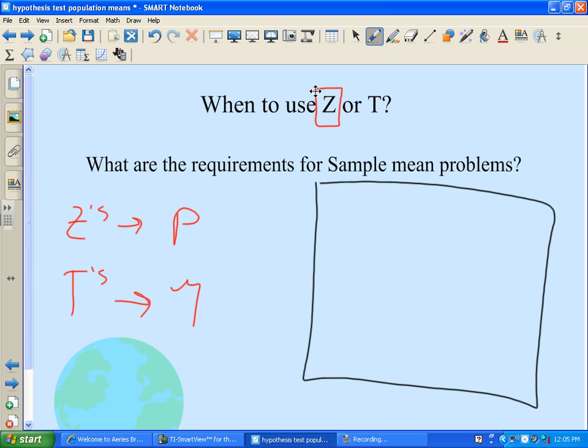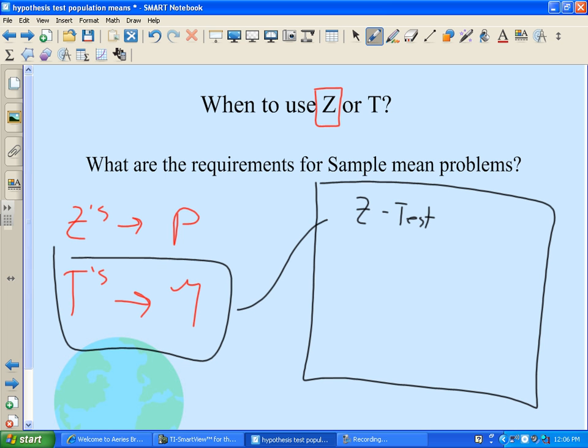It is possible to do a z-test with a mean. Again, it's possible to do a z-test with a mean. I will tell you, if you're going to err on the side of just memorizing something, always do a t-test with a mean, with a mu or a mean problem. The one time you will use a z-test instead of a t-test is when sigma is known.